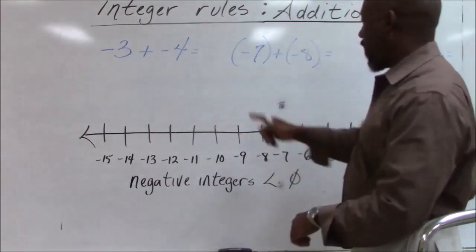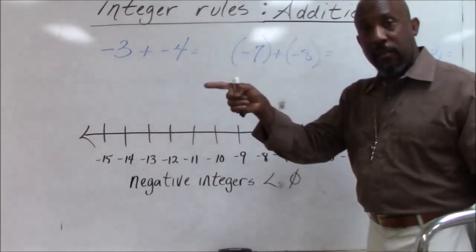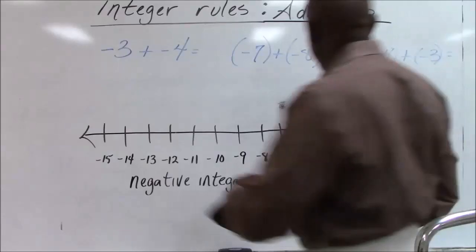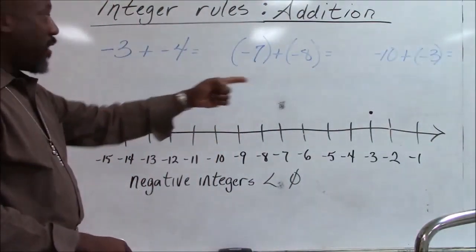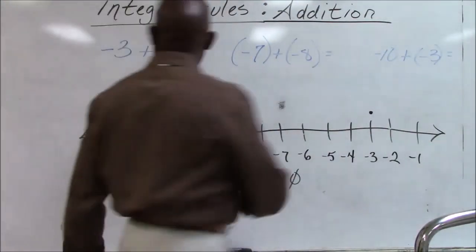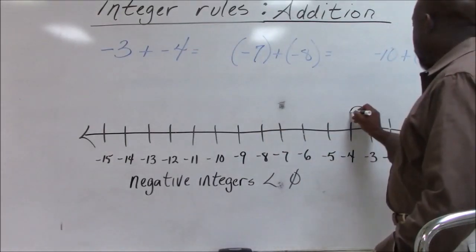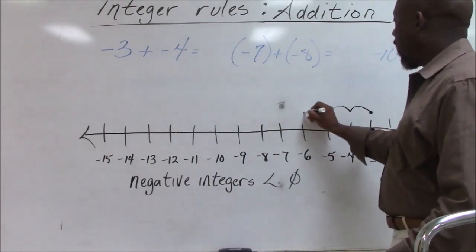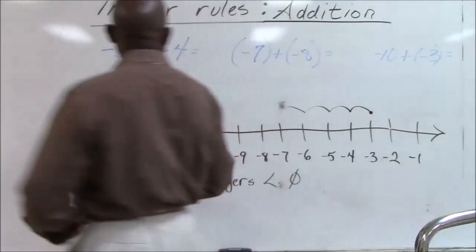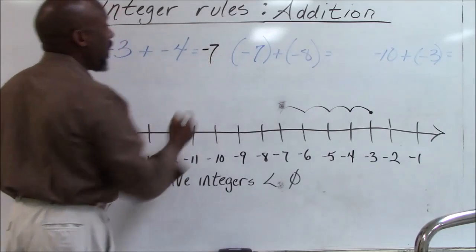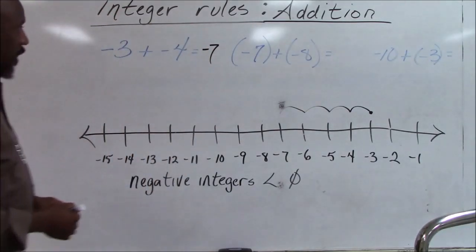So we have -3, we went in this direction to find out -3. It says plus, normally we would go in this direction when we add, but we're adding a -4, so we go back in that direction. So we count 1, 2, 3, 4. -3 plus -4 is -7. All right, let's look at the next example.